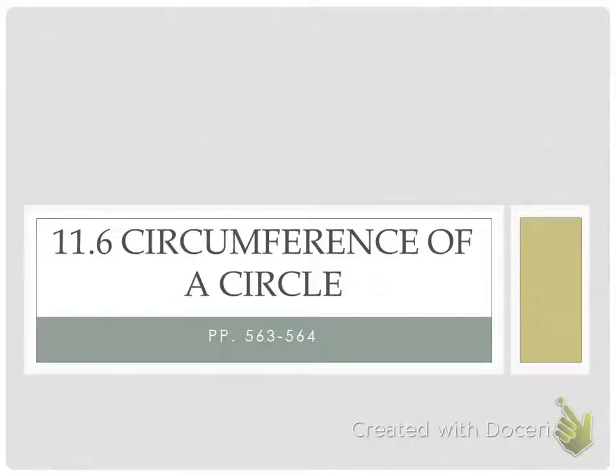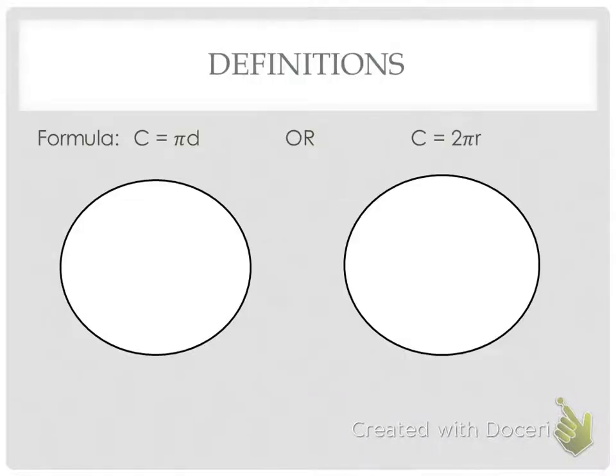Alright, today we're learning about the circumference of a circle. 11.6, circumference of a circle. We should be on page 563 in our book. Page 563. Alright, the first thing you need to know are some of the definitions, okay?